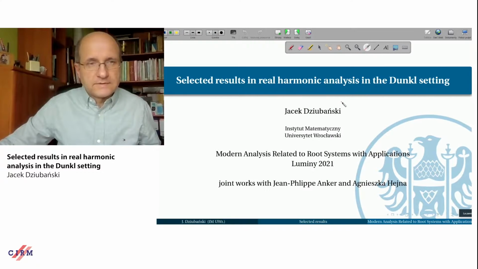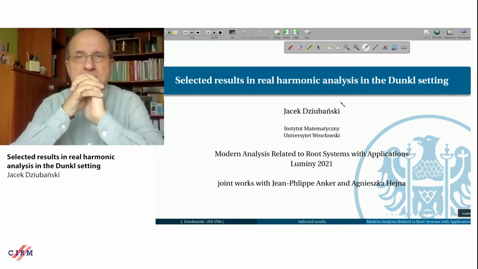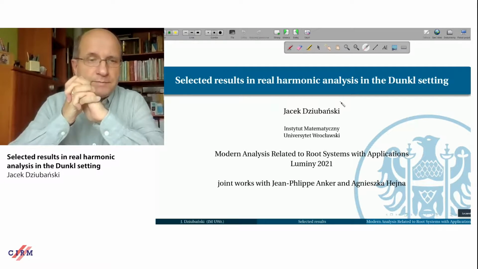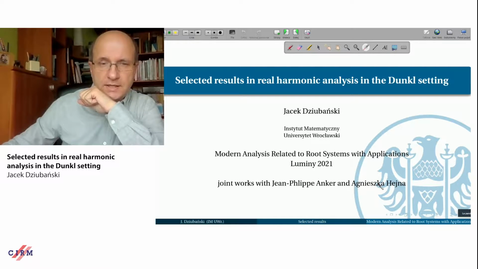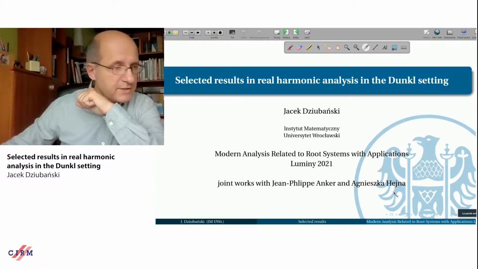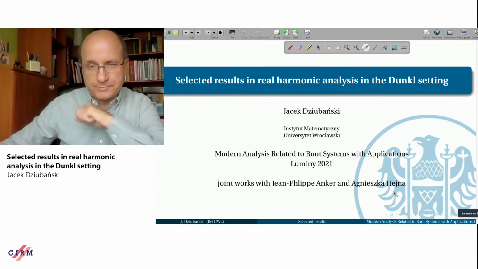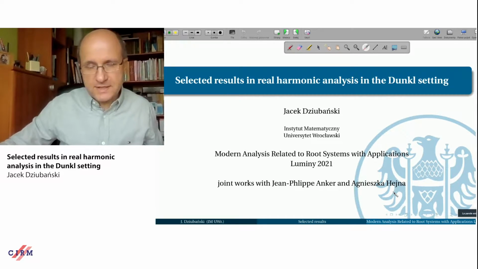So, selected results in real harmonic analysis in the Dunkl setting. These will be joint works with Jean-Philippe Anker and Agnieszka Hejna. Best regards to Jean-Philippe, and many thanks to Agnieszka because she helped me to prepare the transparencies. Actually, all the pictures are due to her.